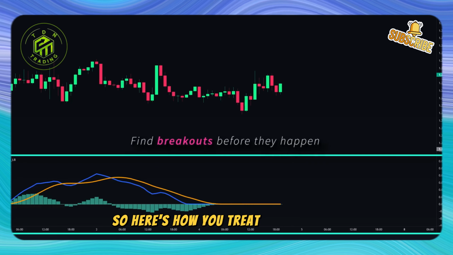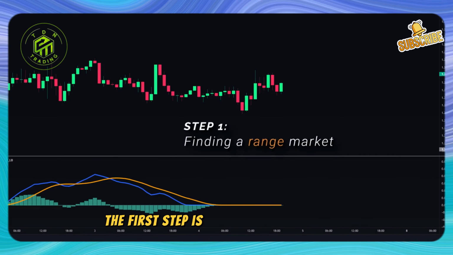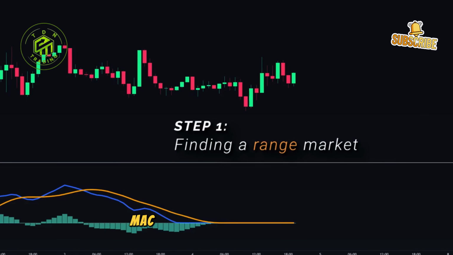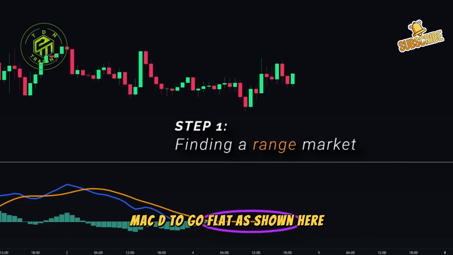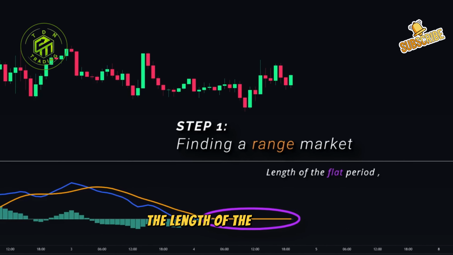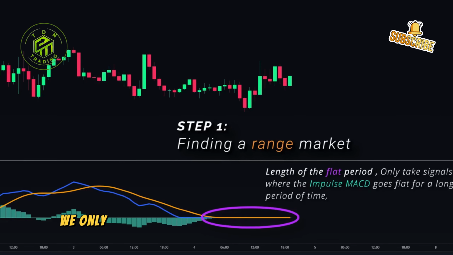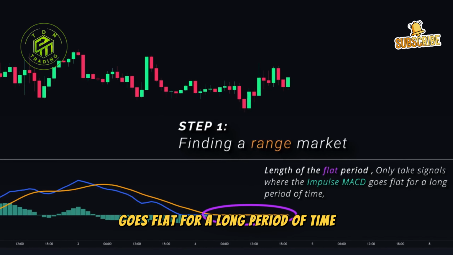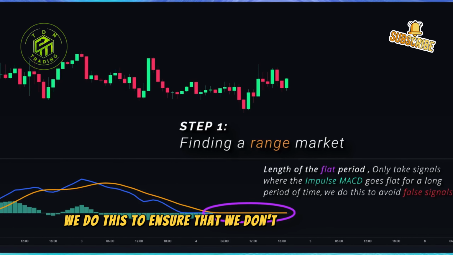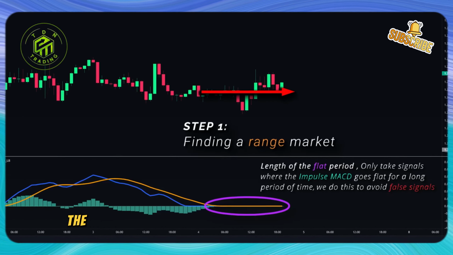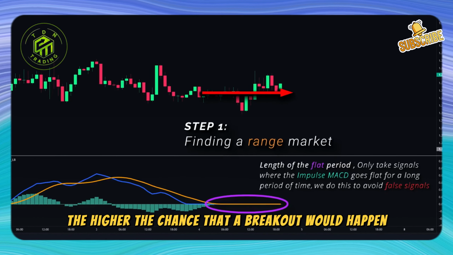So here's how you treat the strategy. The first step is finding a range market. And we can do that by waiting for the impulse MACD to go flat, as shown here. However, you also need to take into consideration the length of the flatness. Remember, we only want to use signals where the impulse MACD goes flat for a long period of time. We do this to ensure that we don't get a false signal, because the longer the market stays within range, the higher the chance that a breakout would happen.